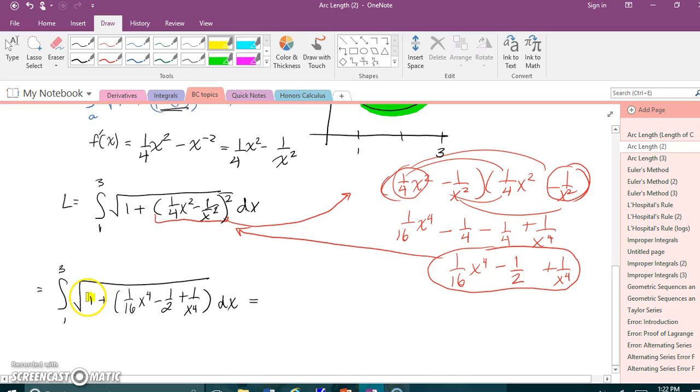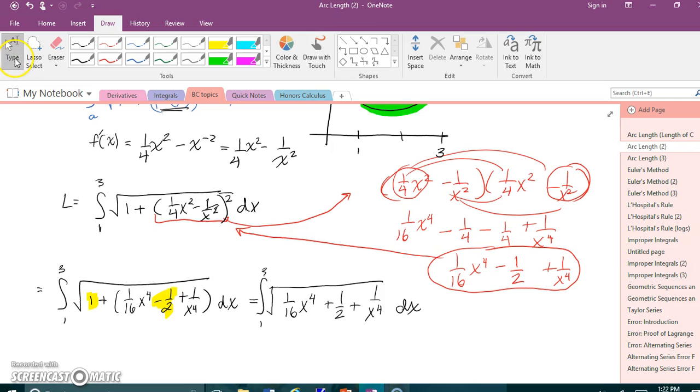And let's clean up the integrand even more. I have this 1 and I have this -1/2. So let's simplify even more. So I'm going to have the integral. 1 minus half is just half, so 1/16 x to the 4th plus 1/2 plus 1 over x to the 4th. This is still dx.